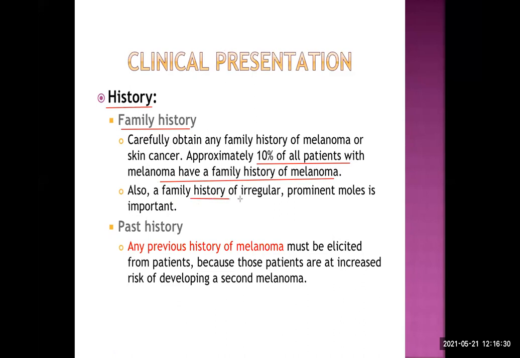Also, a family history of irregular and prominent moles is important. Okay, prominent moles, and if the size is irregular, if the shape is irregular, I should say, that is an important risk factor. Ask about the past history regarding any previous melanoma in the patient, okay, then there is a definite risk of developing a second melanoma in the future. So ask about that in detail.